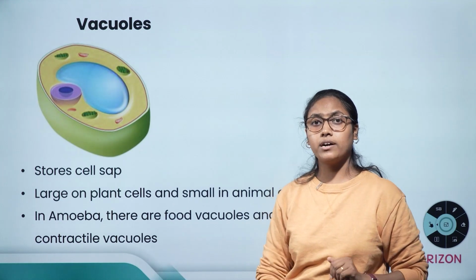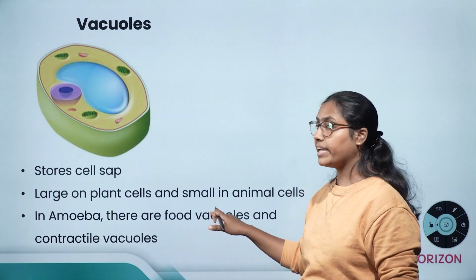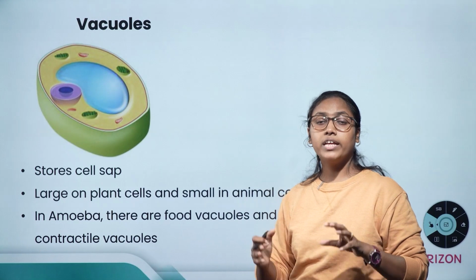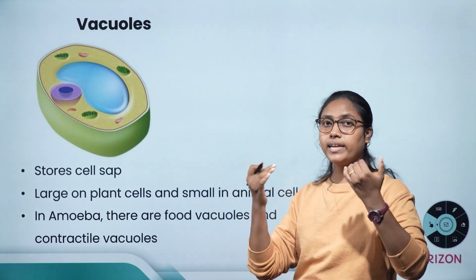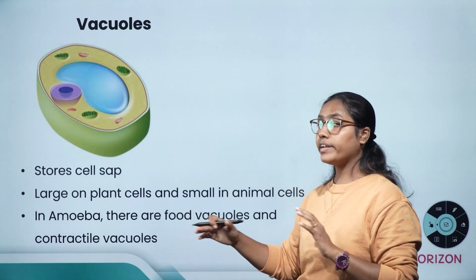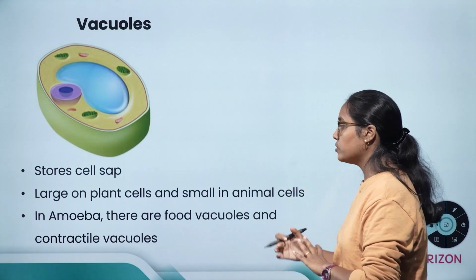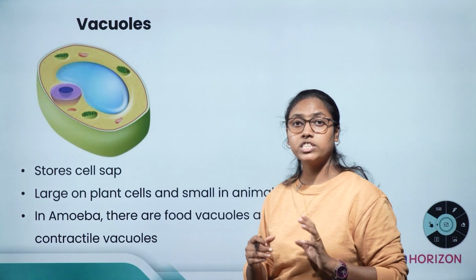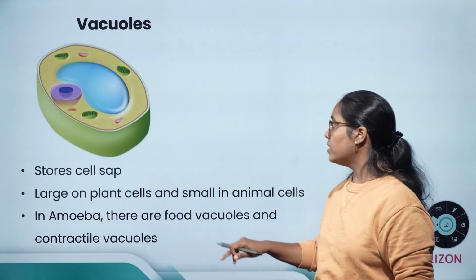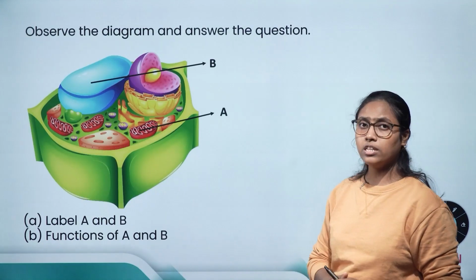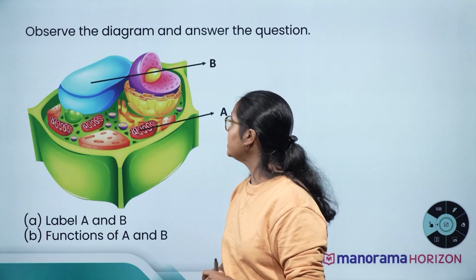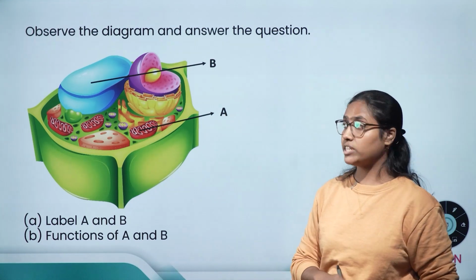Now in the case of amoeba, you can see they have different types of vacuole. They have a food vacuole, where they digest the food. They have a contractile vacuole that stores water and waste material. So these different kinds of vacuoles are present in amoeba. Now this was about the different organelles. Now let's try to solve some questions.